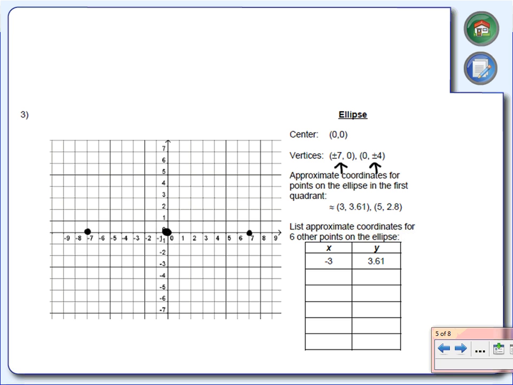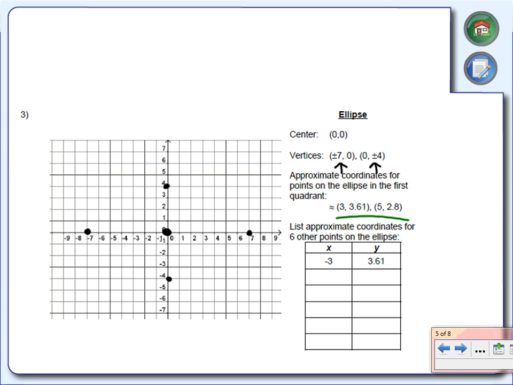The other 2 vertices are right over here. There's 0, positive 4, which would be this point right here. And there's also a 0, negative 4. That's this point down here. So these are going to be my vertices of this ellipse. Now there's a couple of other points that they give. They're telling me that in the first quadrant we're also going to have these 2 points. So let me go ahead and graph those 2 points.